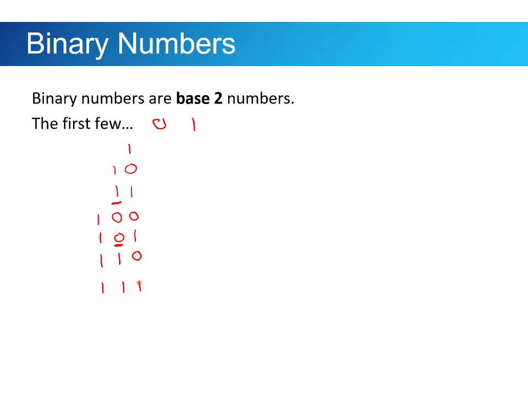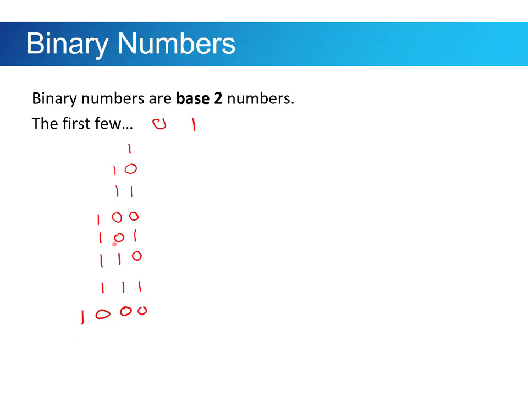The 1 on the far right, when I increase it, flips around to 0, but then I have to add 1 to the next one over, which flips that to a 0. I have to add 1 to the one there. That flips around, and I eventually add a 1 on the far left.